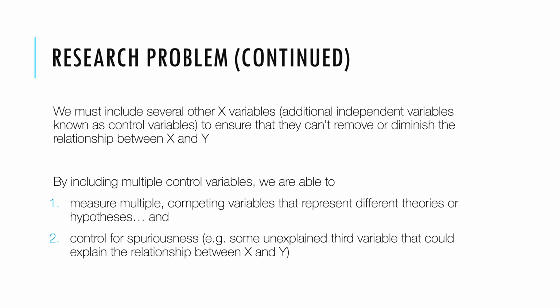My liberalism theory did not pan out. And then by adding these multiple control variables, we're able to control for spuriousness, these unexplained third, fourth, kth variables that could explain the relationship between X and Y.